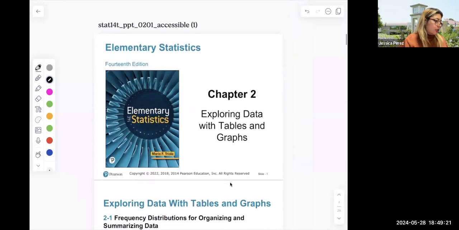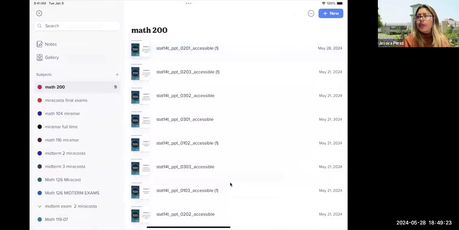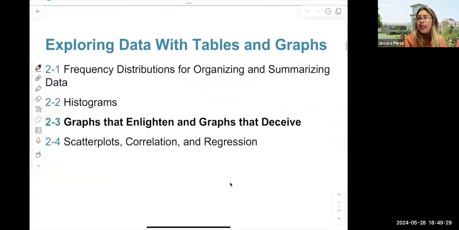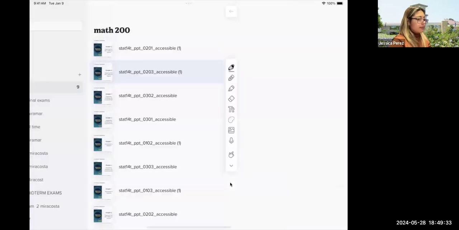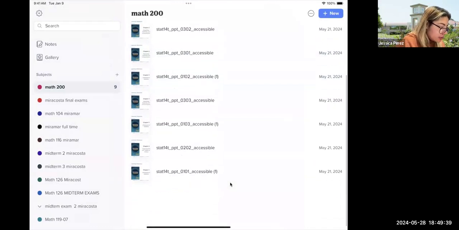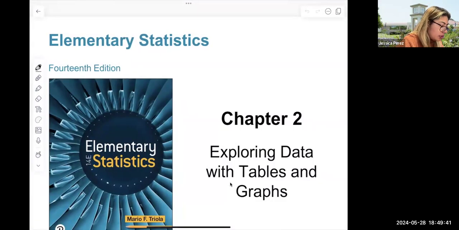We will move on to 2.2. We already went over 2.3. Hopefully you guys remember, we talked about graphs that deceive and that enlighten. We covered that last class on the first day of class. So it's just going to be 2.1 and 2.2, and then chapter 3. So let's go to section 2.2.